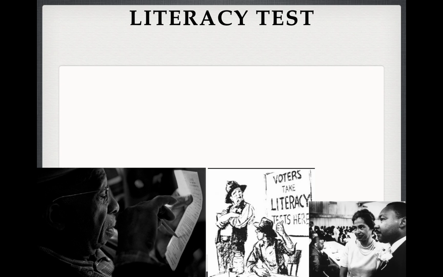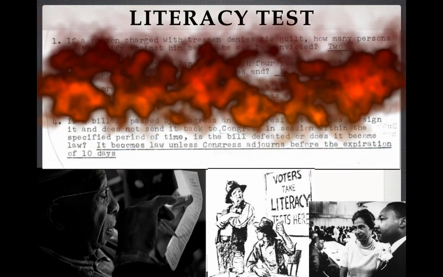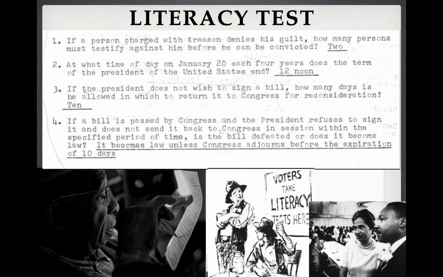Now, there's nothing in the Constitution about taking a test to vote. There was initial intention, though, that it would only be for white males that own property. So there were some restrictions, but they did not have to take literacy tests, even in 1788 when the Constitution was actually ratified. Now, this is the questions. If a person is charged and denies his guilt, how many persons must testify against him before he can be convicted? Two.